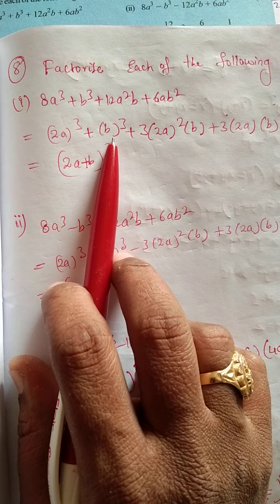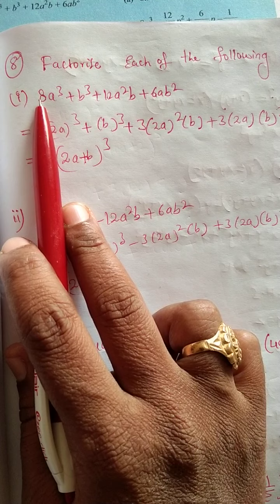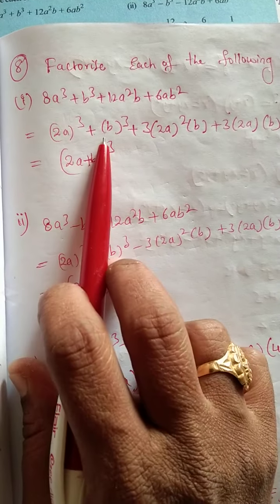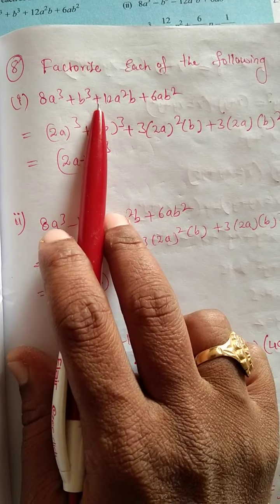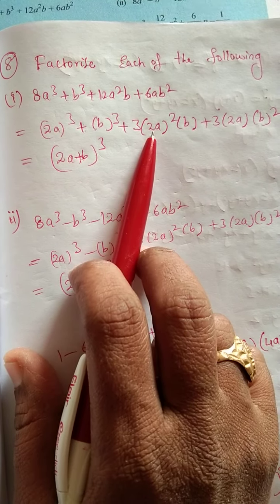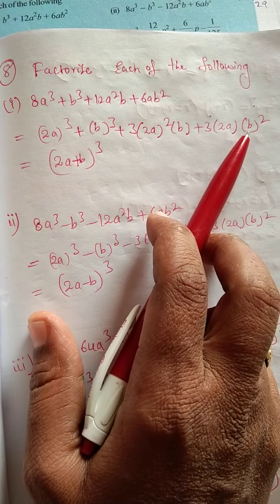This expression we can make as 8a cube, so 8 we can write as 2 cube, so 2a whole cube we can take. So (2a) cube plus b cube plus this 12 we can write as 3 times 4, which is 12. So (2a) whole square, 2 square means 4, 4 threes are 12. You will get 3 into (2a) square into b plus this 6 we can write as 3 into 2, so 3 into 2a into b square.